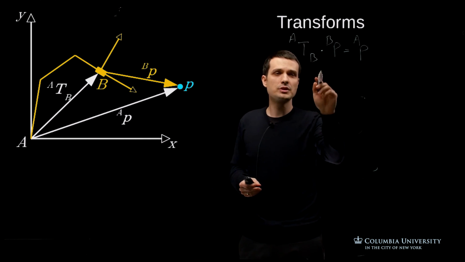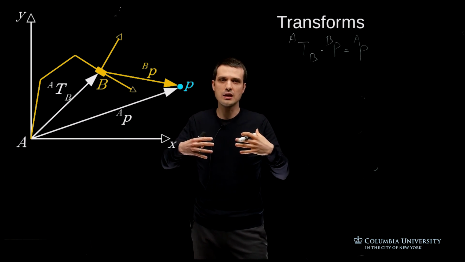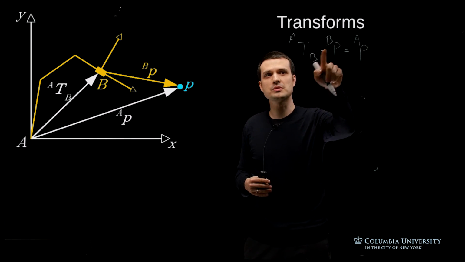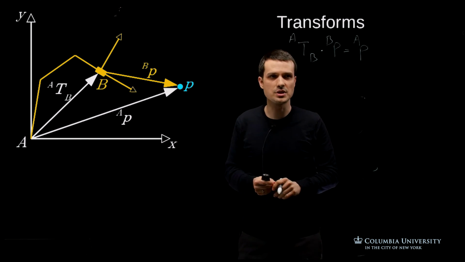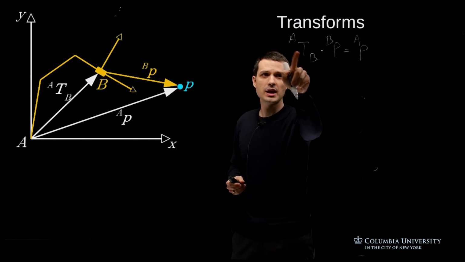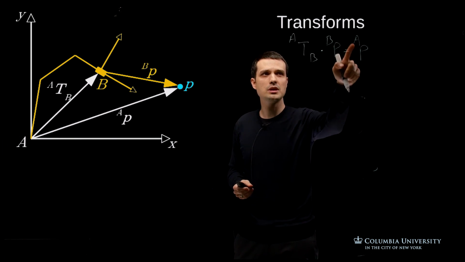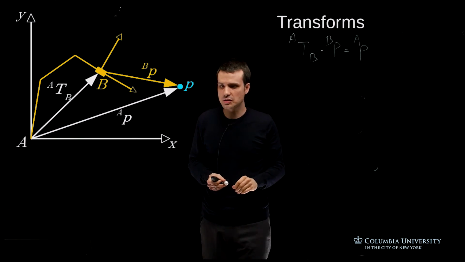So if you follow this convention, then it'll immediately be very obvious when the chain isn't right. When, for example, two of these subscripts and superscripts are not the same, it means you don't have the right chain of transforms and points. So bottom line here, transform from A to B times the point P in coordinate frame B gives you the same point P in coordinate frame A. So let's make this concrete.